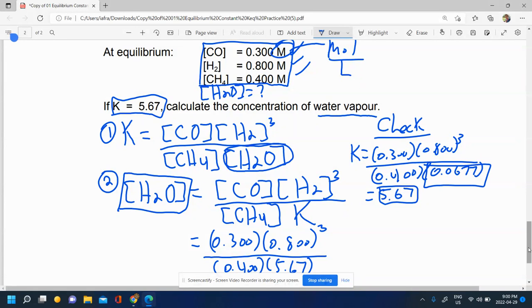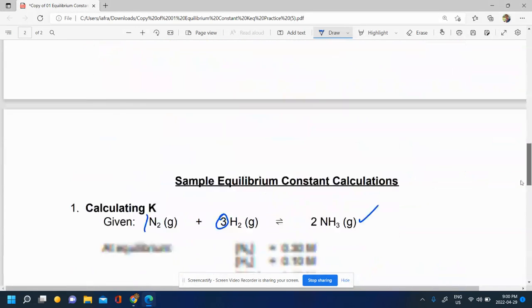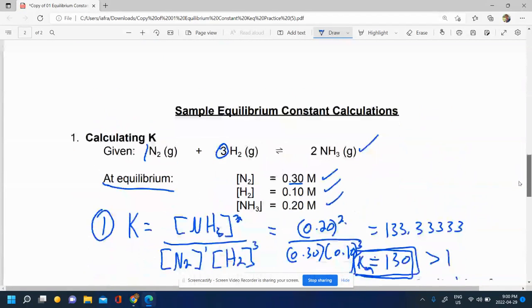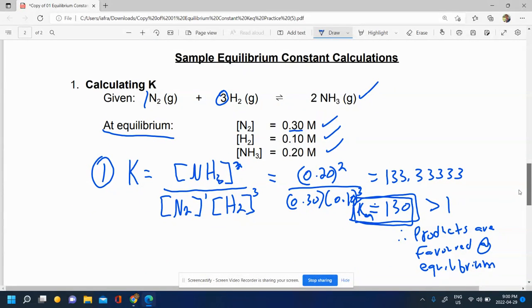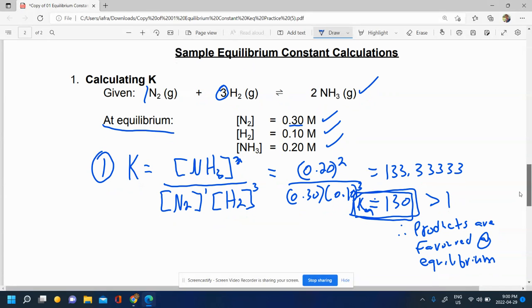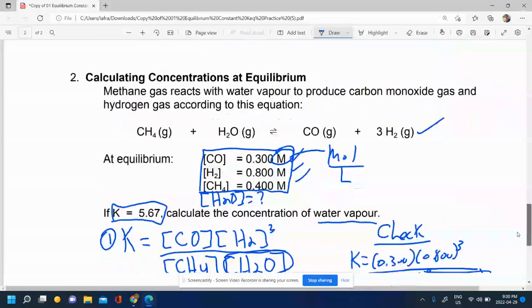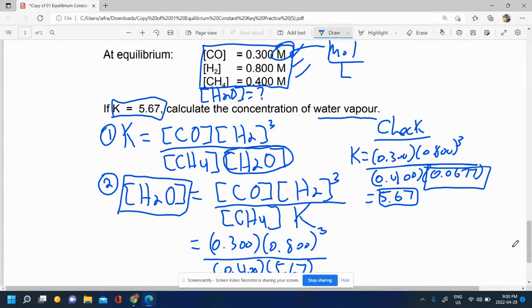So in this video, we did some numerical examples with the equilibrium expression and finding the equilibrium constant. And then we also saw an example of how we could use the equilibrium concentrations that are given to us along with the equilibrium constant to find an unknown equilibrium concentration. In the next lessons, we're going to take a look at some more complex problems involving the equilibrium constant.